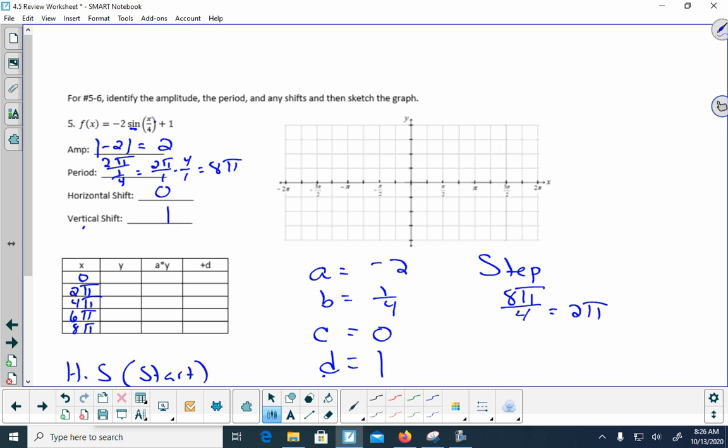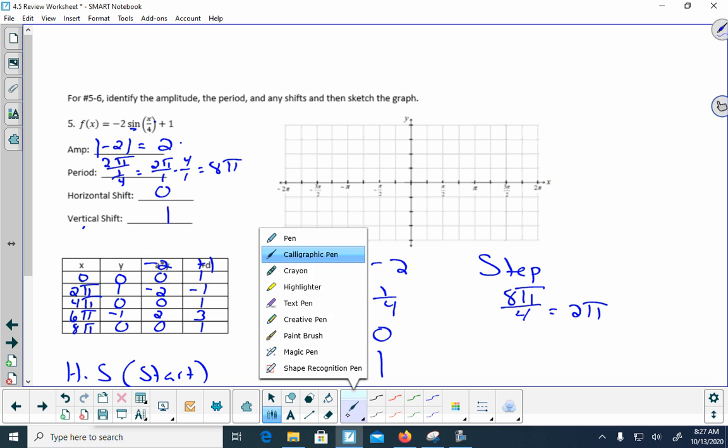This is a sine graph, so my pattern for sine is 0, 1, 0, negative 1, 0. Next column, I'm going to multiply by A, which is negative 2. Now, I know the amplitude is 2, but my A is still negative 2. That negative sign is going to reflect it over the x-axis, so I kind of need to put that in this problem. So when I multiply by negative 2, this is what I get. And then the last thing I'm going to do is add D, which is 1. And those are the numbers I'm graphing.